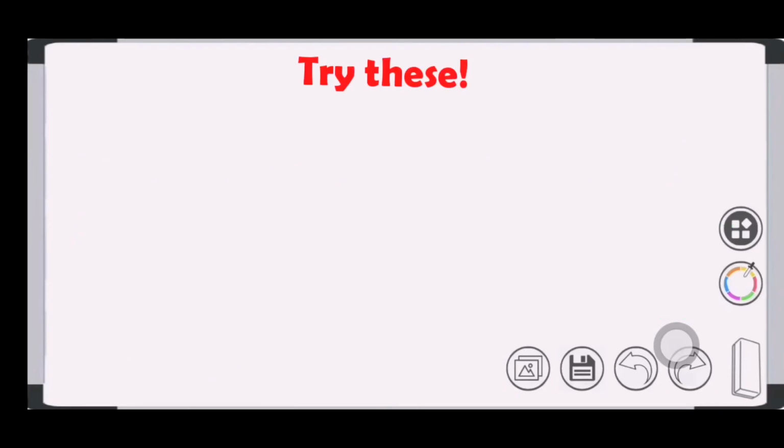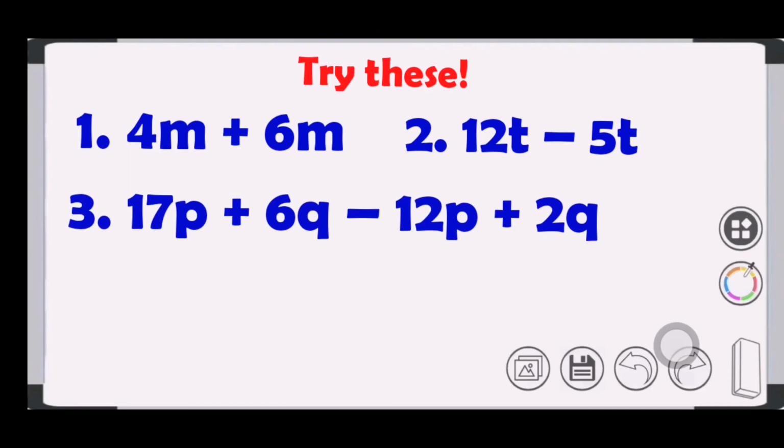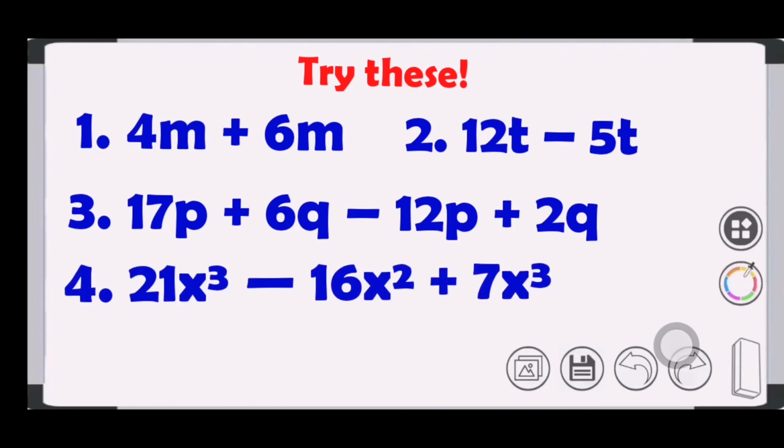Now, I want you to try this out. Number 1, 4m plus 6m. Number 2, 12t minus 5t. Number 3, 17p plus 6q minus 12p plus 2q. Number 4, 21x cubed minus 16x squared plus 7x cubed. Number 5, 12y plus 6z.